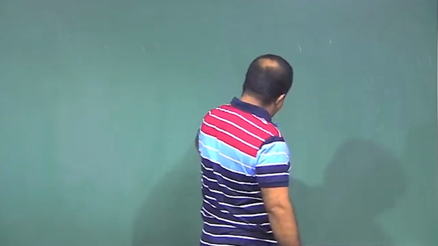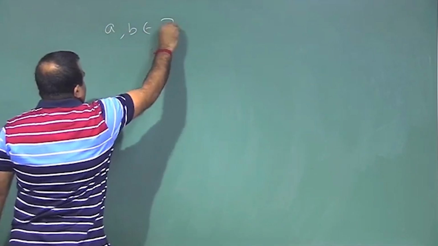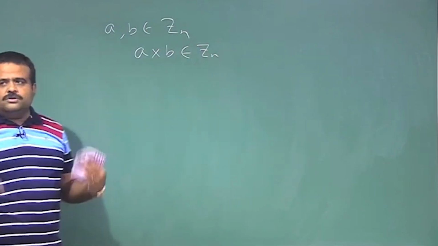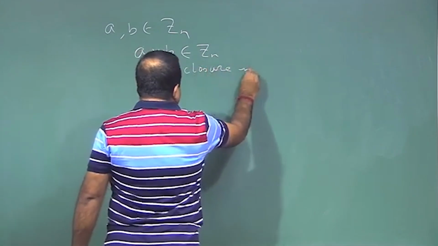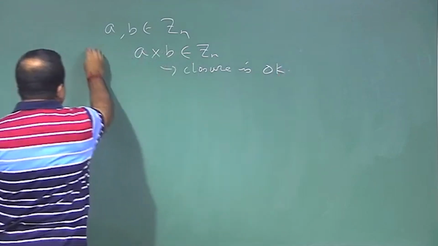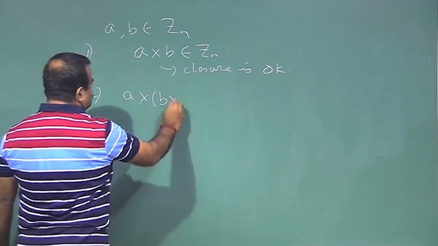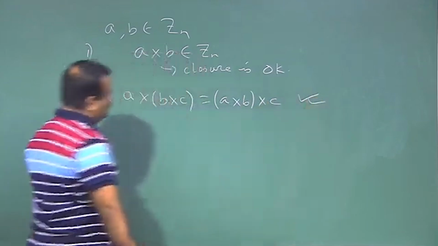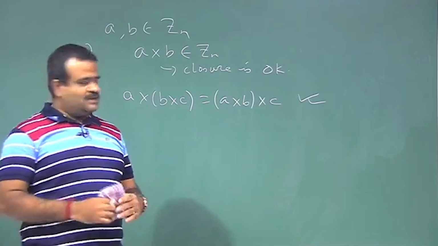So, for a group we need to have a few properties like the closure property, which is quite obvious. If we take any two elements from Zn, then A cross B also belongs to Zn, because we are multiplying and taking the mod. So, closure is okay. Now, the second property is associativity. If you take any 3 elements A, B, C, this can also be easily verified by the associative property of real number multiplication.